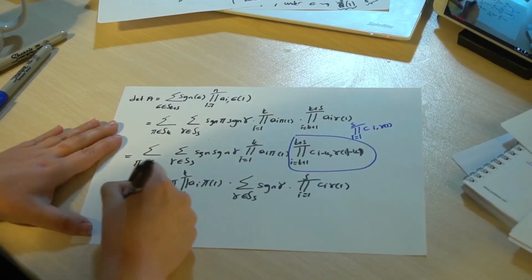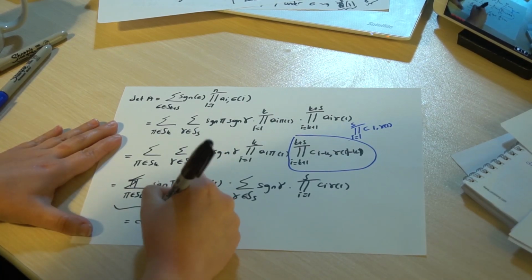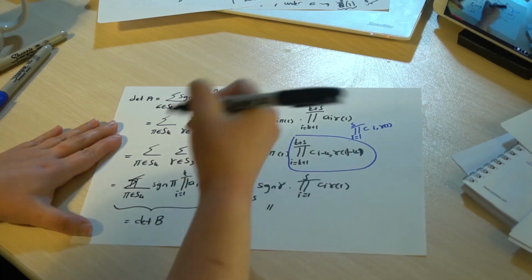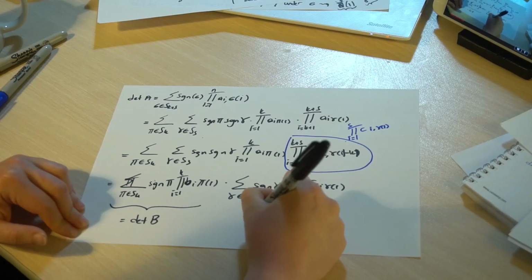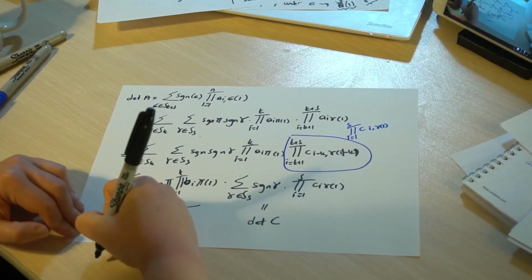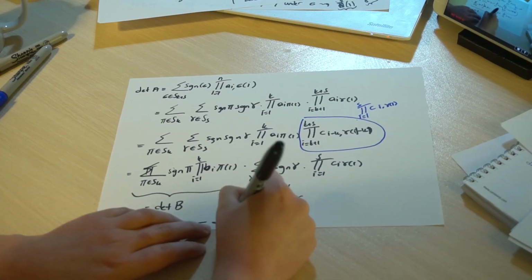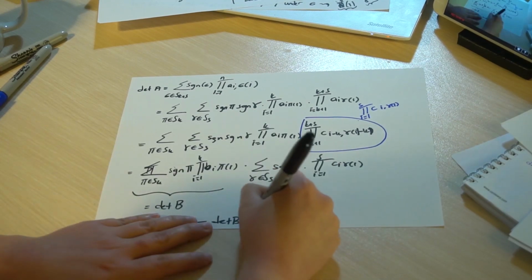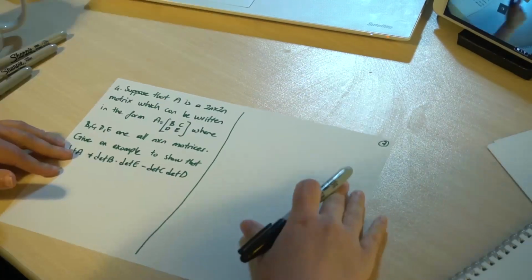So this is equal to the determinant of B, and this is equal to the determinant of C. So this completes the proof. This is equal to determinant B times determinant C. Okay.